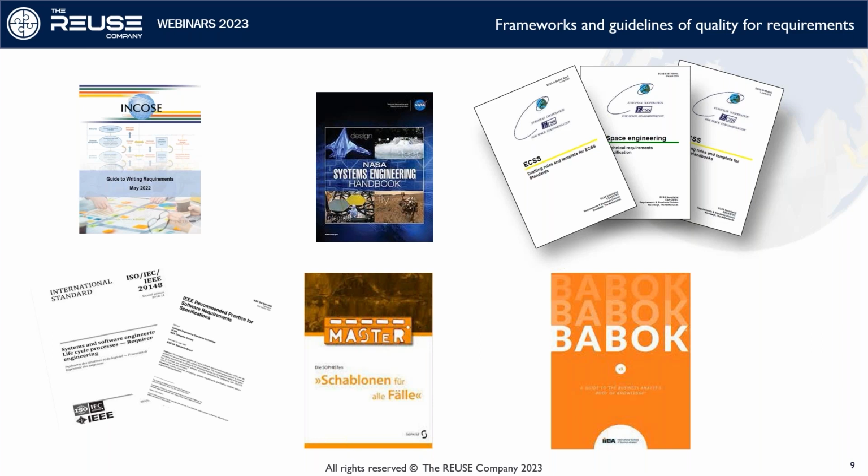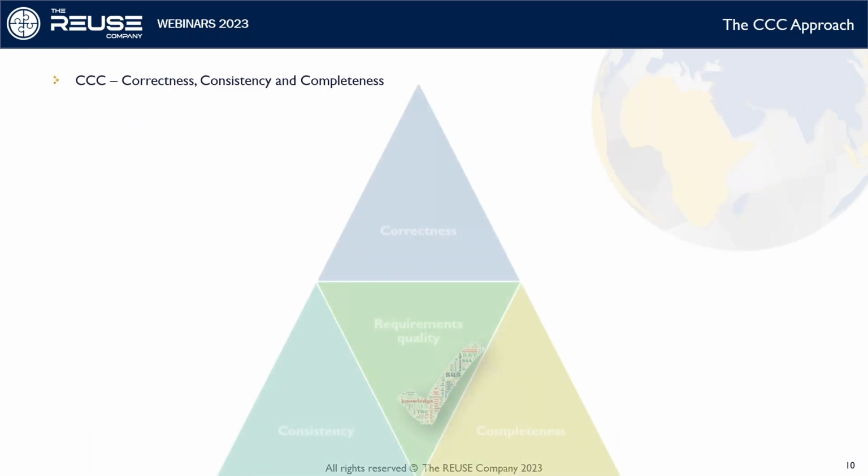For the Europeans, more especially German companies following SOPHIST, the rules, the BABOK, the Business Analyst Body of Knowledge, also with a special chapter on the verification of the requirements. So all these guides are including very nice characteristics and rules to follow in order to end up with high quality requirements.